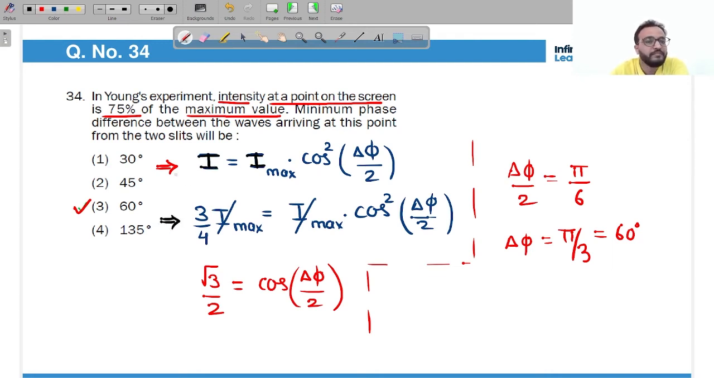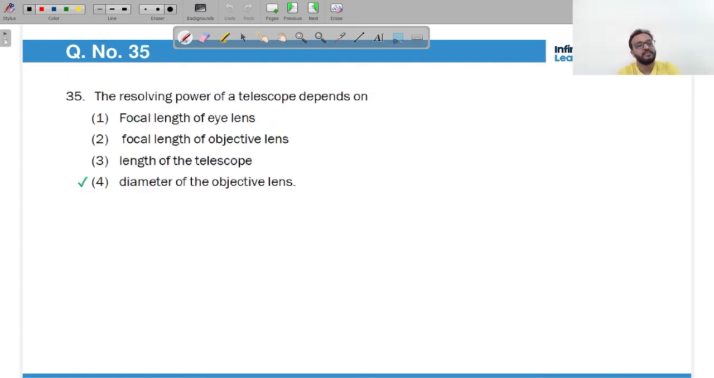So what is the minimum phase difference? We can find it using this equation. I is 3 by 4 times I max, so I max will get cancelled. On solving, root 3 by 2 is cos of delta phi by 2. Cos of delta phi by 2 is root 3 by 2, that means delta phi by 2 is pi by 6. Phase difference is pi by 3 or 60 degrees. Got it? Simple formula based question.